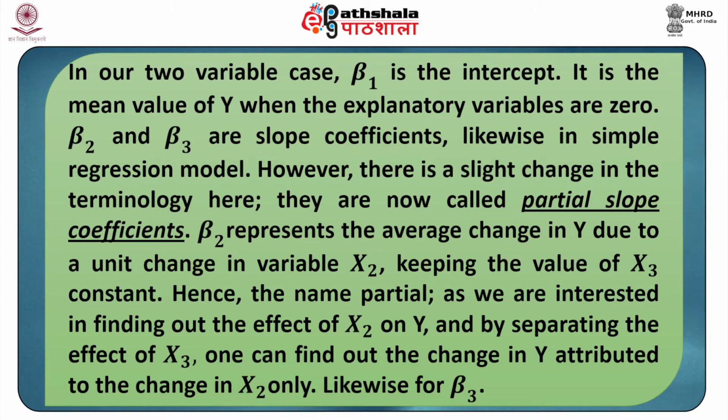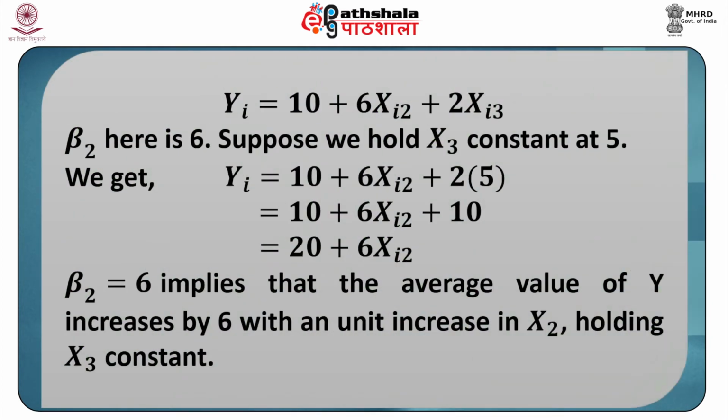So beta 2 represents the average change in y due to a unit change in variable x2, keeping the value of x3 constant. Hence the name partial, as we are interested in finding out the effect of x2 on y, and by separating the effect of x3, one can find out the change in y attributed to change in x2 only. Likewise for beta 3. So let us illustrate with an example below.